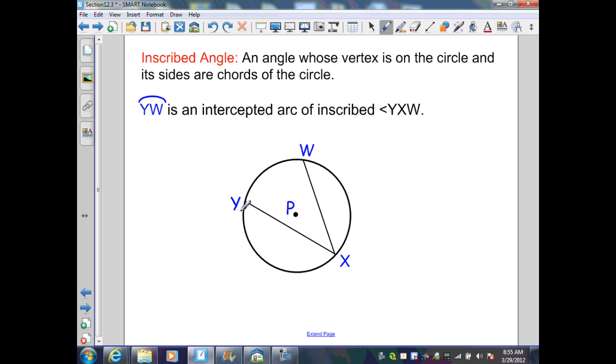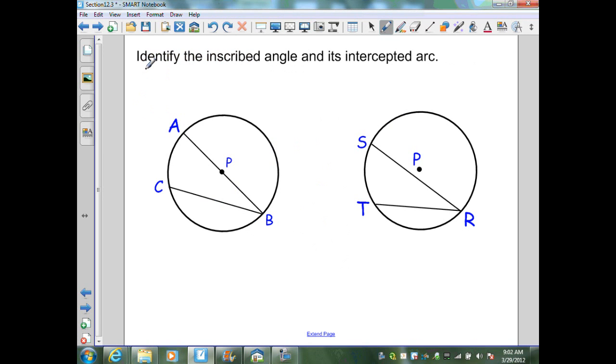In the diagram, I have angle YXW. The vertex of the angle is on the circle, therefore YXW is an inscribed angle of circle P. When I have an inscribed angle, it intercepts an arc, and in this case it intercepts arc YW. YW is therefore an intercepted arc of the inscribed angle YXW. In each diagram, identify the inscribed angle and its intercepted arc.